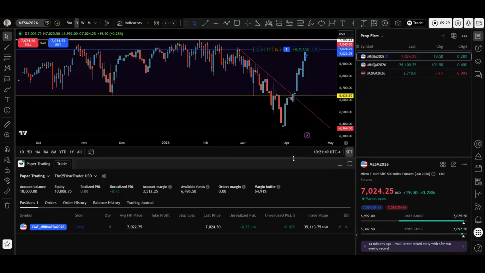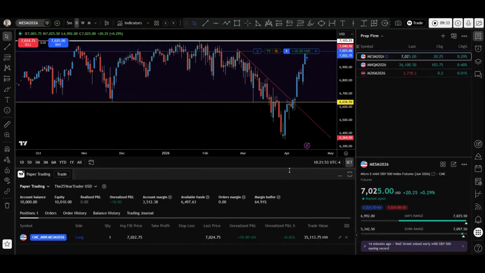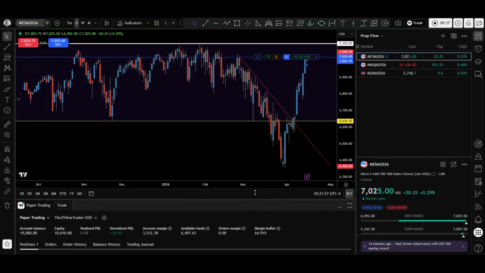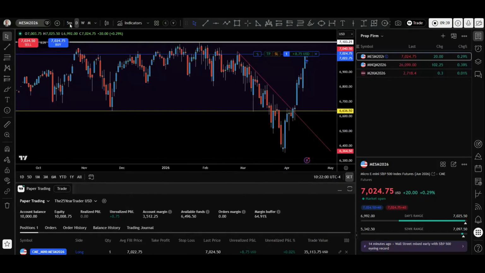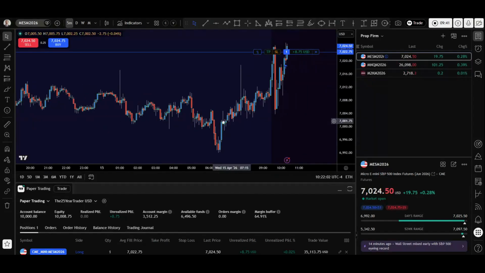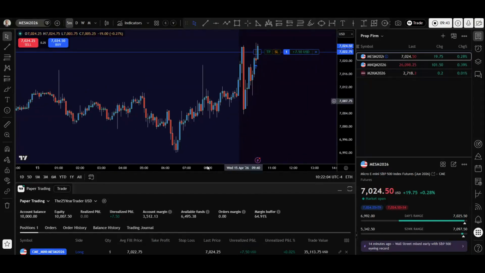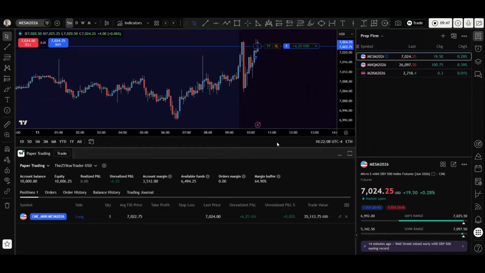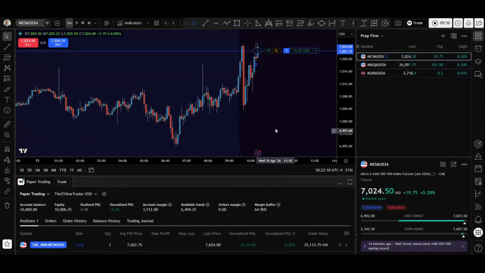So right now, we're only losing $5 a point. It's not that bad, because we have $10,000. But what do you want to do as a futures trader? Well, basically, if you enter the market here, at what price did we enter again? Let me see. 7,022.